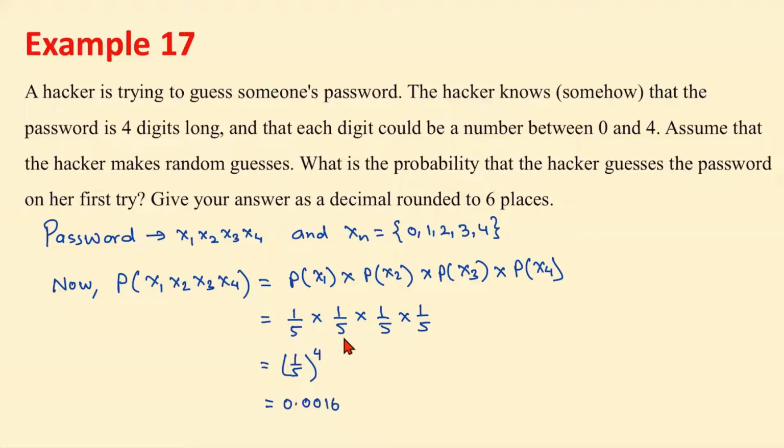0.0016. But the question says, give your answer as a decimal rounded to 6 places. Okay, 1, 2, 3, 4. I have only up to 4. To make 6, I can add 2 zeros there. So that is the probability that they can hack your password once they know that your password consists of numbers from 0 through 4. So there are chances that it can be hacked.